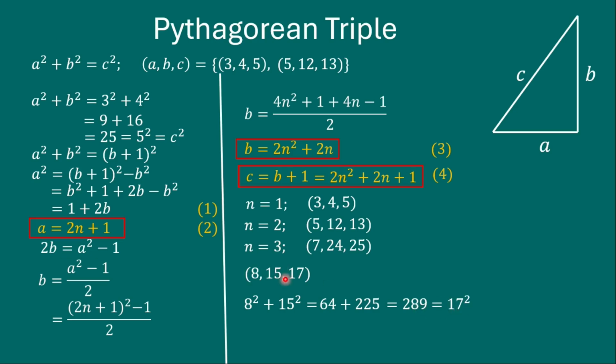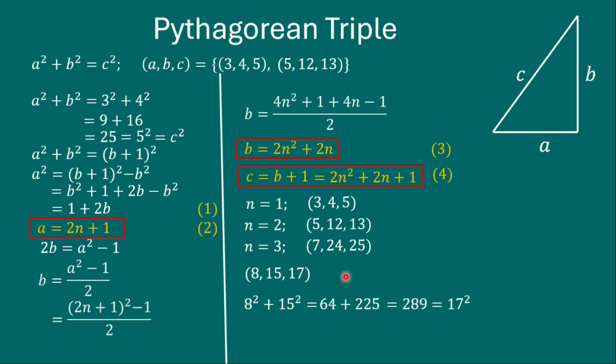That means this set of numbers defines a Pythagorean triple, but we cannot obtain this set of numbers from equations 2, 3, and 4, because for no value of n does equation 2 give us 8. 8 is an even number, and equation 2 always gives odd numbers.